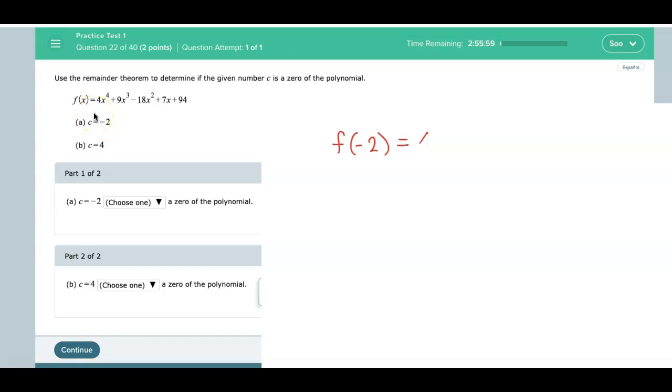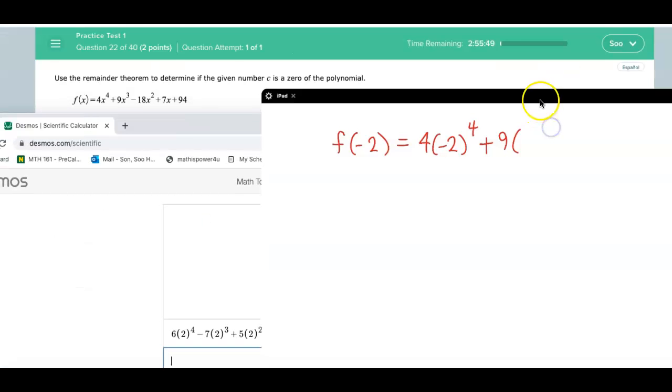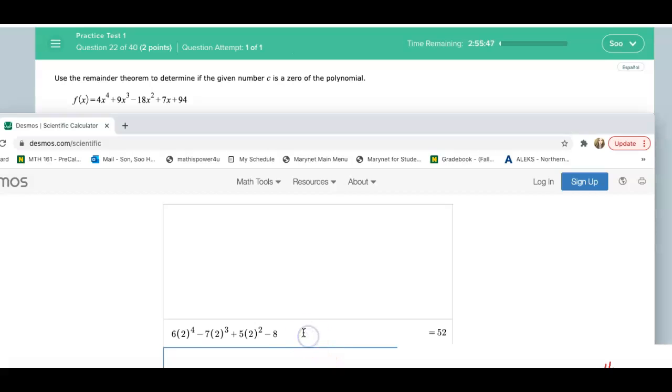So let me set it up. 4 times -2 to the 4th power plus 9 times. Instead of me writing this down, guys, that's like saving some time right here. How about I actually type this into my scientific calculator? Okay, that will be easier. 4 times -2 to the 4th power plus 9 times -2 to the 3rd power minus 18 times -2 squared plus 7 times -2 and lastly plus 94.